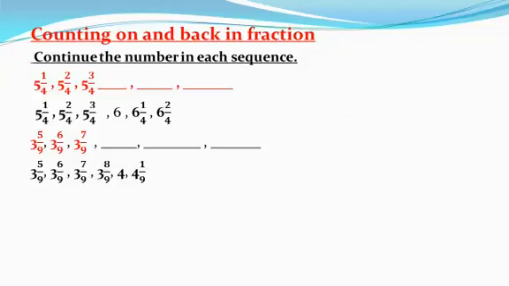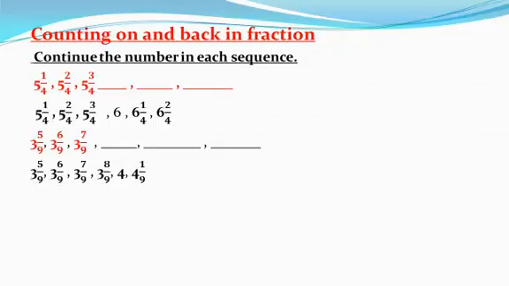The sequence 5 1 over 4, 5 2 over 4, 5 3 over 4. We want to find out the next three terms. What is the difference between each term? The difference between each term is 1 over 4. So we can add 1 over 4 to the last term.